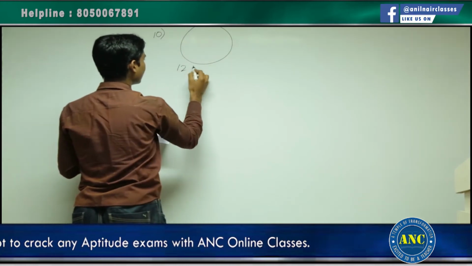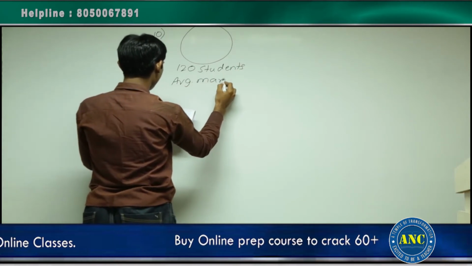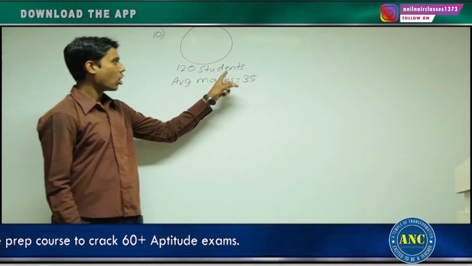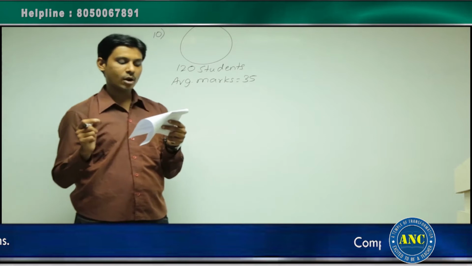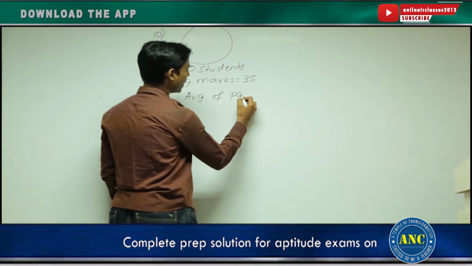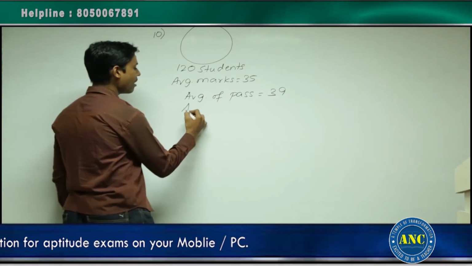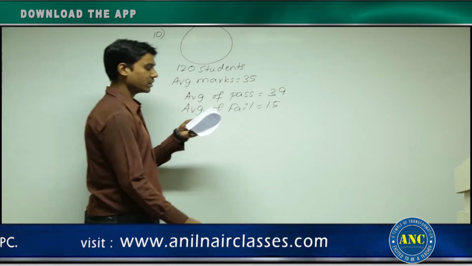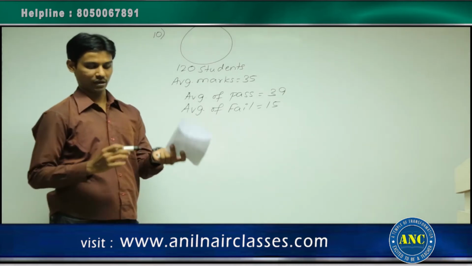Let us represent it pictorially so that it will be easier for you to understand. There are 120 students in a class. The average mark obtained by 120 candidates is 35. Average mark is 35. That means we can assume that all 120 students are getting 35 marks. That is an assumption, right? Now see here. The average marks of passed candidates is given as 39 marks, and that of failed candidates is 15 marks. Then what is the number of candidates who passed the examination? How many students passed the examination is the question. I will repeat the question.